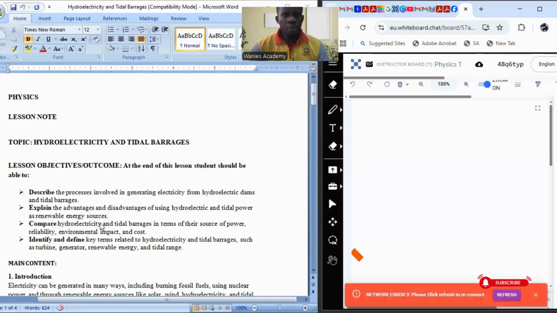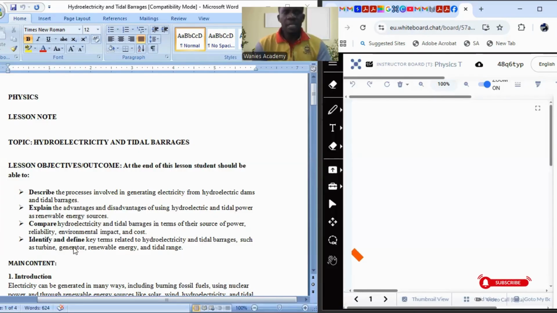sources. Then number 3, we're going to look at comparing hydroelectricity and tidal barrages in terms of their source of power, reliability, environmental impact, and cost. So we are going to compare that. Then finally, we're going to look at identifying and defining key terms related to hydroelectricity and tidal barrages, such as turbine, generator, renewable energy, and tidal range.